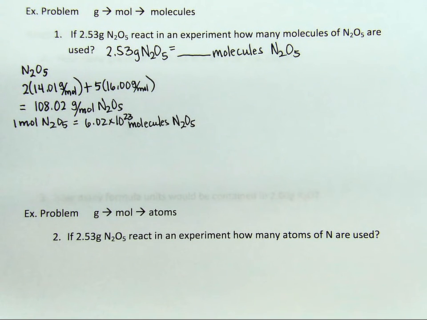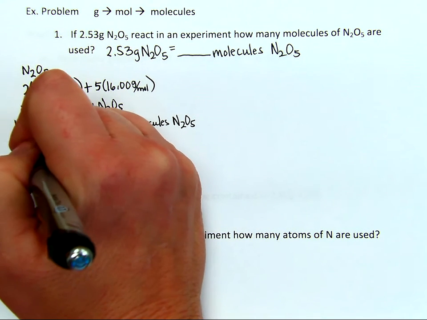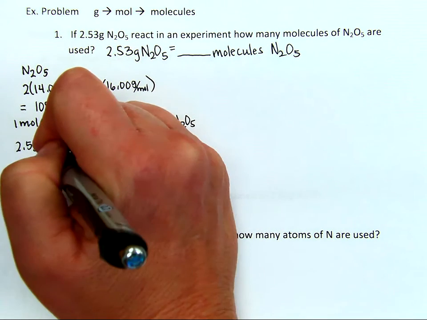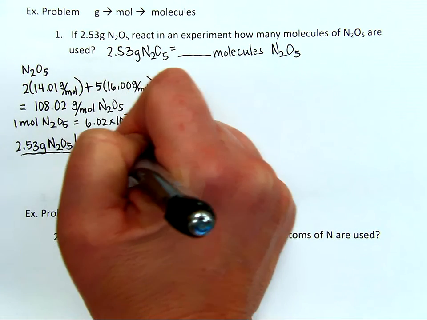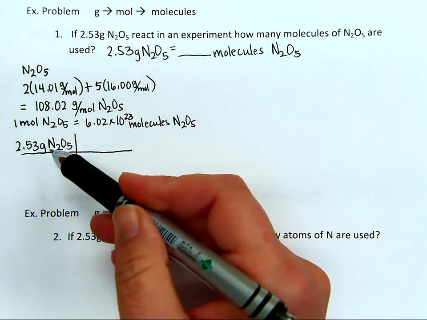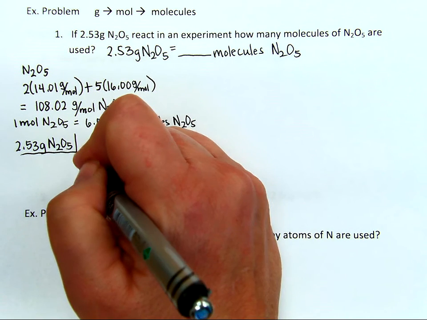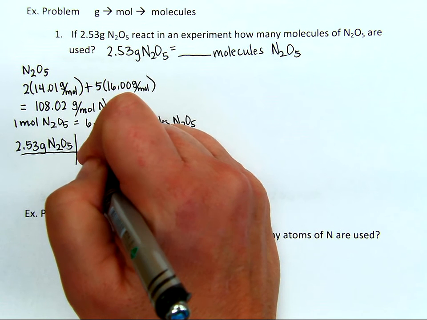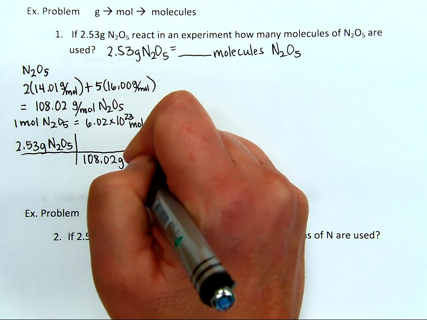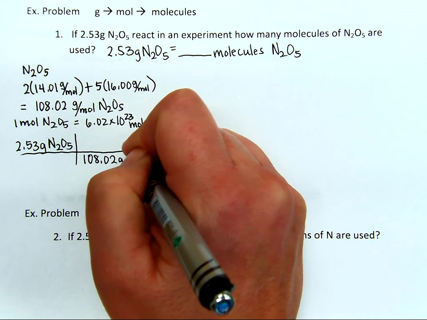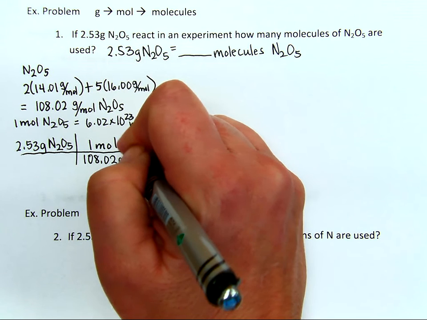As with all of our problems, we always go back to what was given. So we're going to start with 2.53 grams of N2O5, and we're going to let the units tell us what goes where. So if I have grams of N2O5 upstairs, I want grams of N2O5 downstairs. So we're going to use the molar mass, 108.02 grams of N2O5, and right above it we'll go 1 mole, because that's what molar mass is, grams per mole.